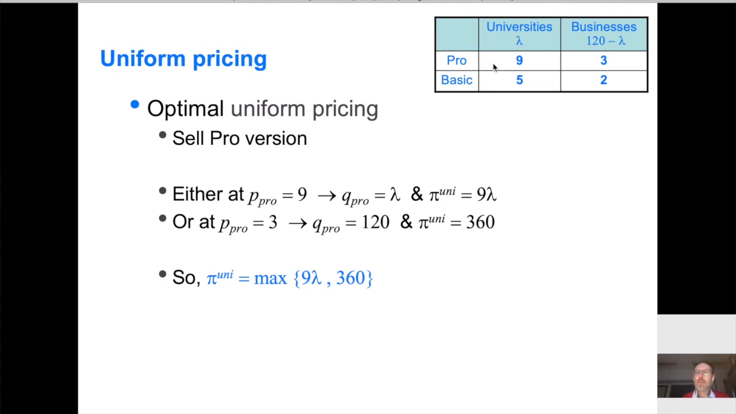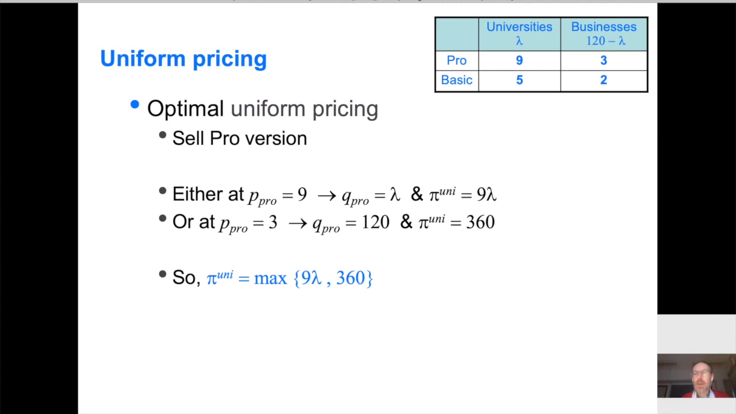Either you set a high price and only universities will buy, so that price would be 9, and you would sell a quantity lambda, and your profit would be 9 lambda. Or you decide to try and sell also to businesses, then you've got to lower the price to 3. You would sell 120 units because all your consumers would buy, and you would make a profit of 360.